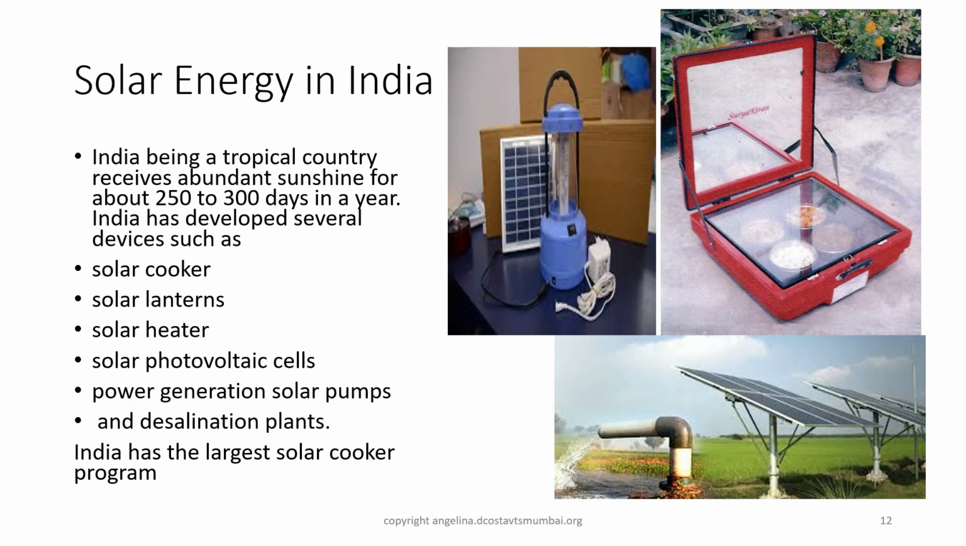Let us take a look at the uses of solar energy in India. India, being a tropical country, receives abundant sunshine for about 250 to 300 days in a year. India has developed several devices such as solar cookers, solar lanterns, solar heaters, solar photovoltaic cells, power generation, solar pumps, and desalination plants. In fact, India has the largest solar cooker program.